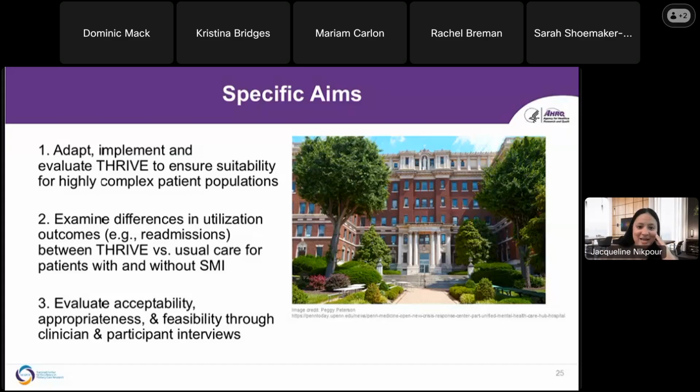So second, we'll be examining differences in utilization outcomes, including readmissions, ED visits, and primary care follow-up between all Thrive patients versus those getting usual care, but then specifically amongst our patients who live with a comorbid serious mental illness, to see whether this is meeting their needs on par with how we're meeting the needs of our other patients who don't live with an SMI. And then lastly, we'll be looking at feasibility and acceptability outcomes for both clinicians and patients, particularly patients with that comorbid SMI. Next slide, please.